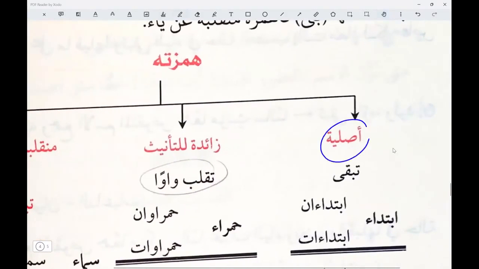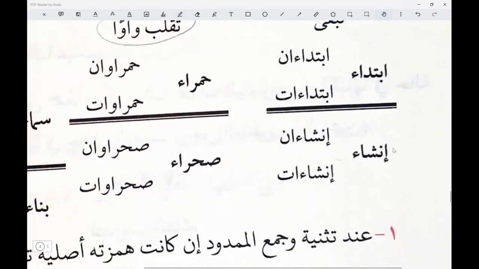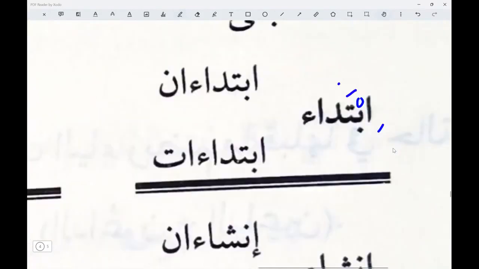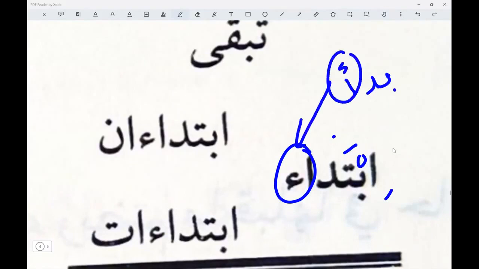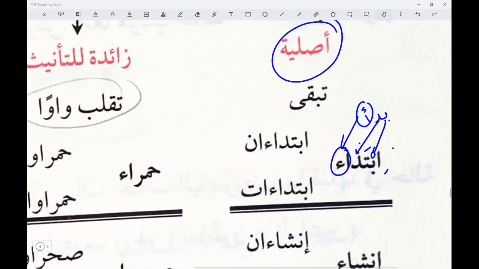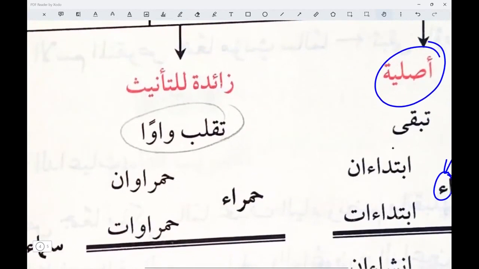So we have asli. For example, you have ibtida. This alif and hamza are part of the word because it comes from the word bada'a. You see, bada'a. So this hamza is part of the word. We have ba, we have dal, and you have ba. You understand? We're just looking at the hamza. Hamza is part of the word. So this is asli.